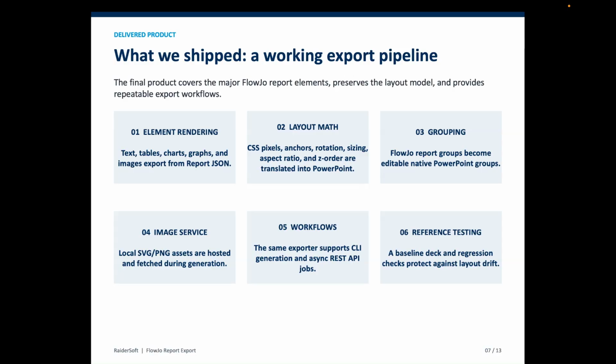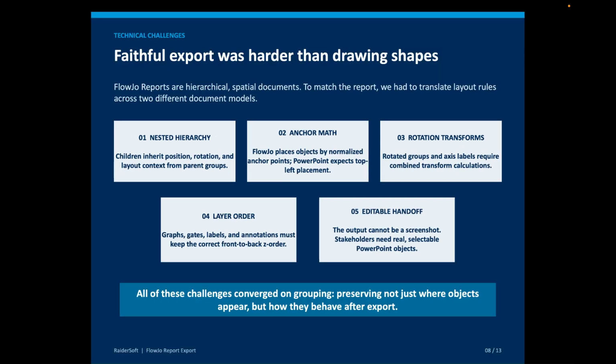While the final product may look straightforward, several technical challenges had to be solved to make this level of fidelity possible. Now we're going to cover why faithful export was more complicated than just drawing shapes onto a slide. FlowJo reports are hierarchical, which means elements can be inside parent groups, and those children inherit things like position, rotation, and layout context. One major challenge was anchor math. FlowJo uses normalized anchor points, while PowerPoint expects objects to be positioned more like a top left coordinate system. Rotation also added complexity, especially for rotated groups and axis labels, because we had to combine transformations correctly.